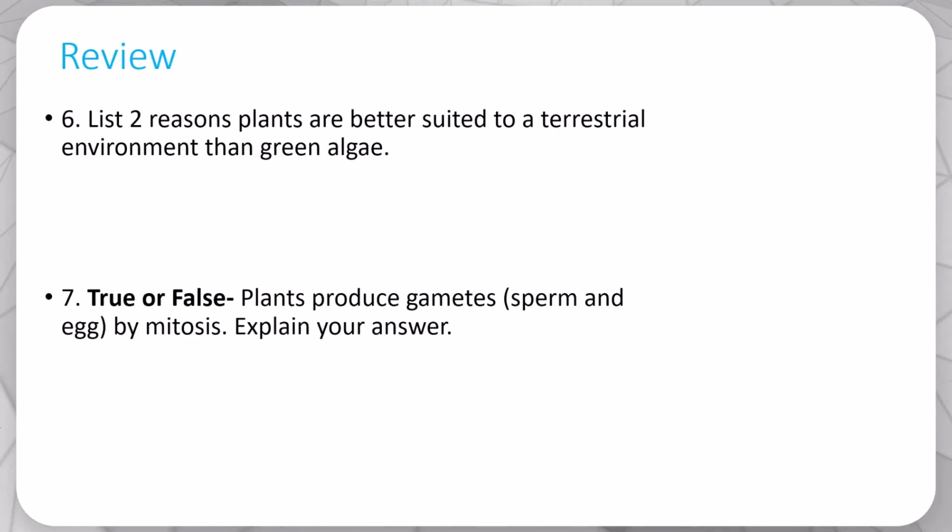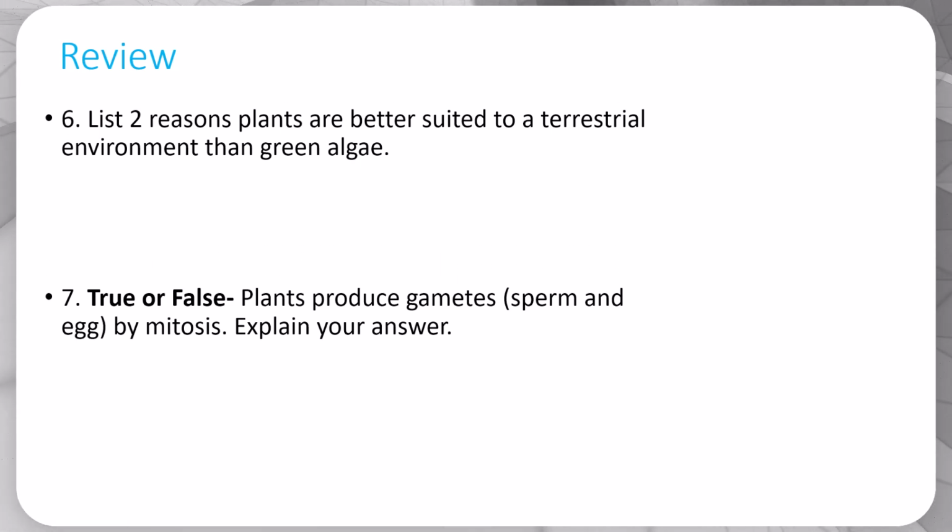So why are plants better suited to a terrestrial environment than green algae? If you want to pause, you can pause for a moment. Plants are better suited to living on land than green algae because plants have that more robust 3D body shape, which limits their water loss. Their bodies are covered in a waxy cuticle. They've got spores that resist drying out. They have those meristems that help them regenerate. So lots of reasons plants are better suited to living on land than algae would be.